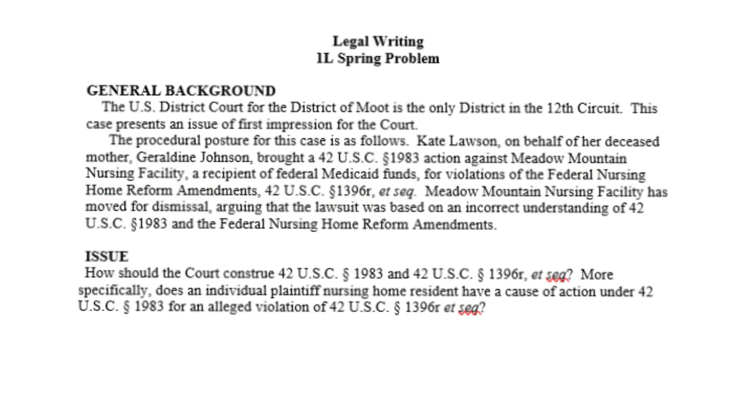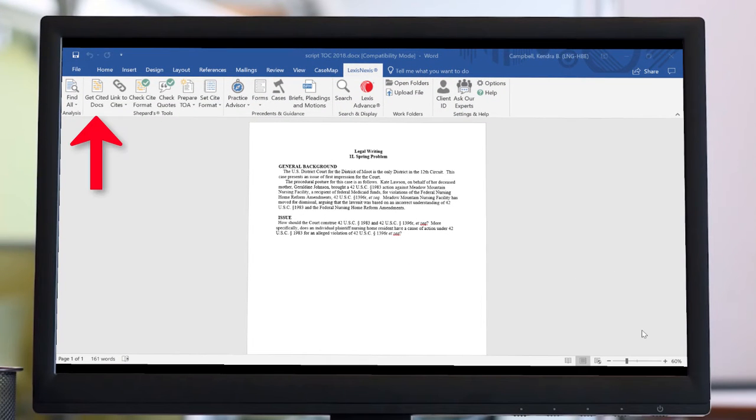First, let's get some background information by clicking Get Cited Docs. This will scan through the document and allow us to link to the acts, cases, and other documents that are cited, so we can get background information and learn more about this assignment.